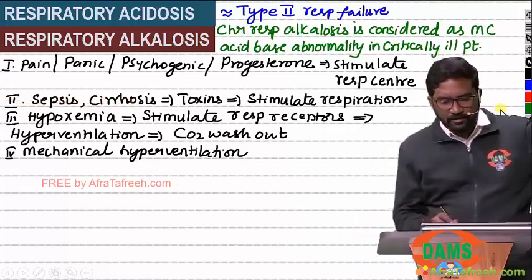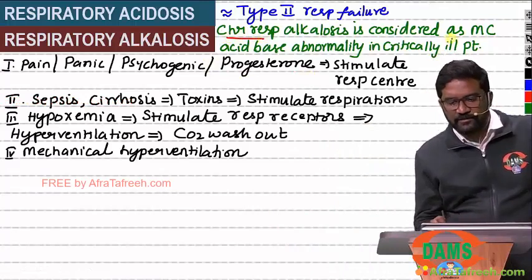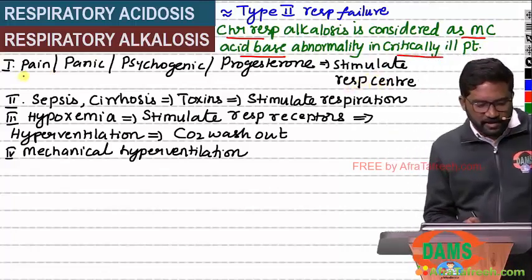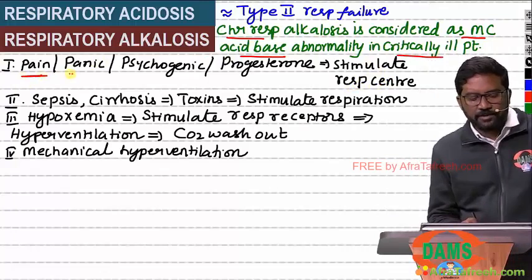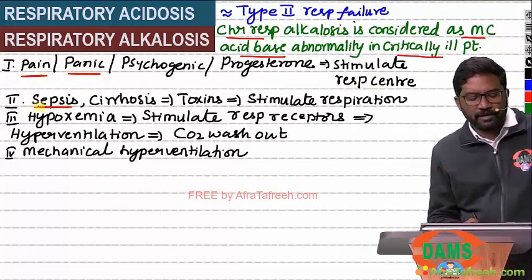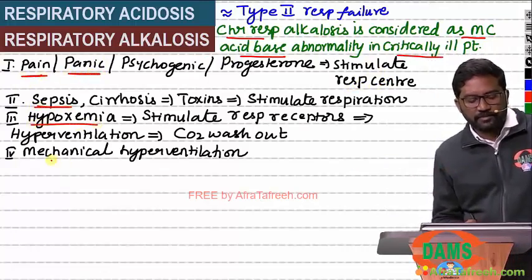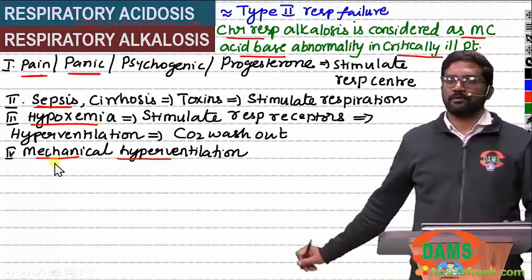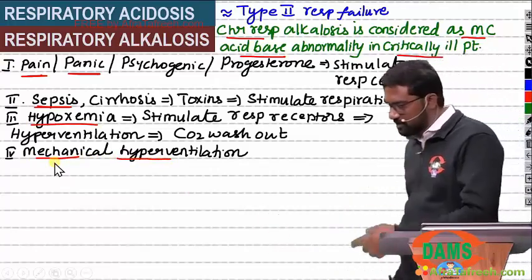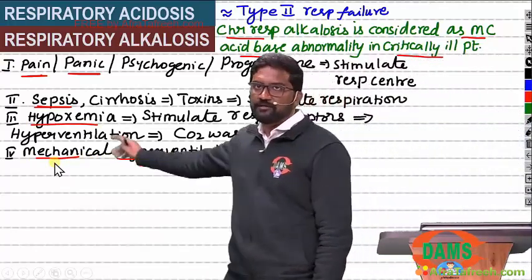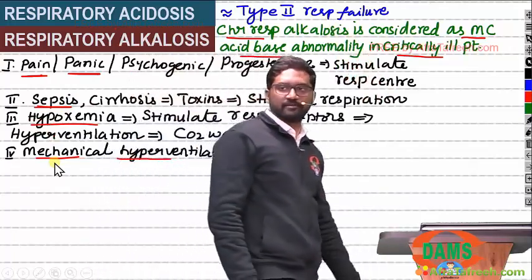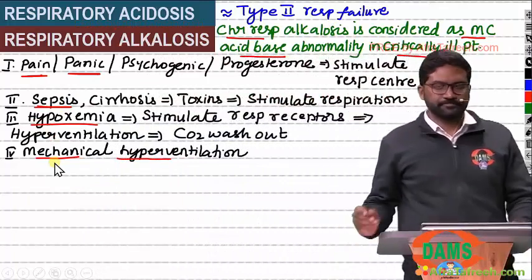Now why is chronic respiratory alkalosis considered the most common acid base abnormality in critically ill patients? Because a critically ill patient might be in pain, might be in panic, might have sepsis, might have hypoxemia, might have been connected to a mechanical ventilator. Because all these events frequently happen in critically ill patients, they thought that chronic respiratory alkalosis is the most common acid base abnormality in them.